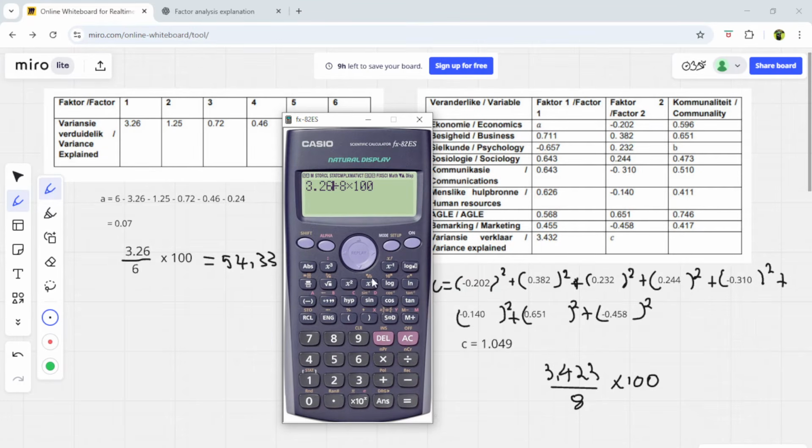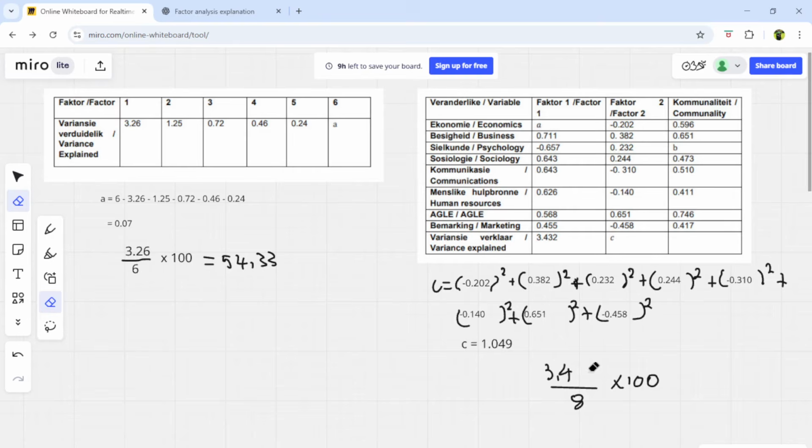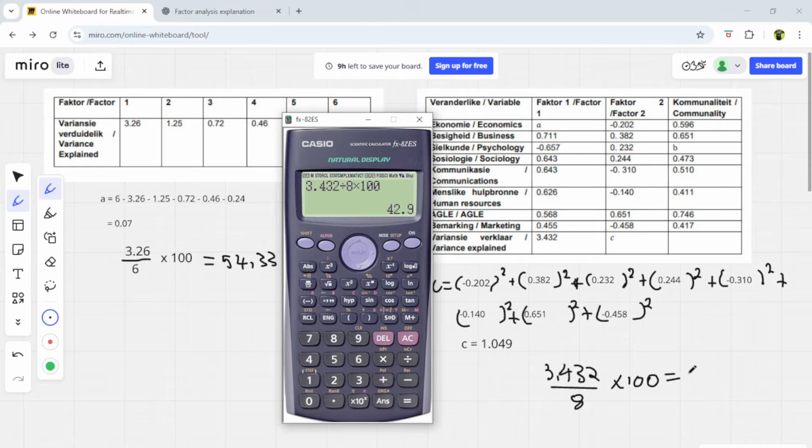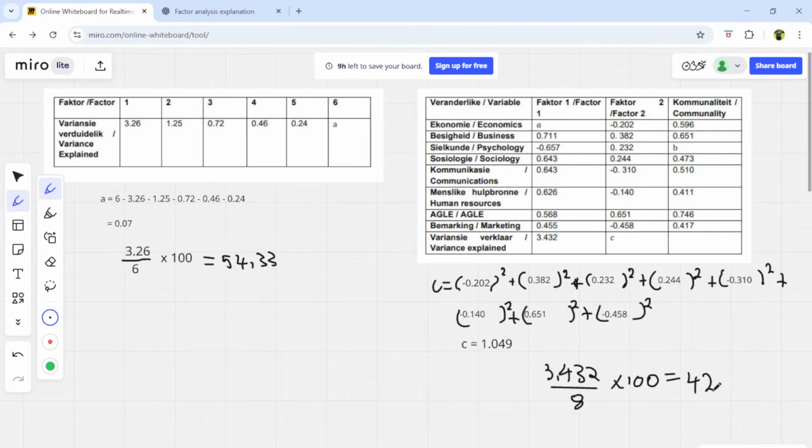Divide by 8. That is 3.432. The answer would be 42.9. So let me just erase this part here. It's 3.432, and the answer is equal to 42.9. So that is how you calculate the percentage of variance explained by a factor.